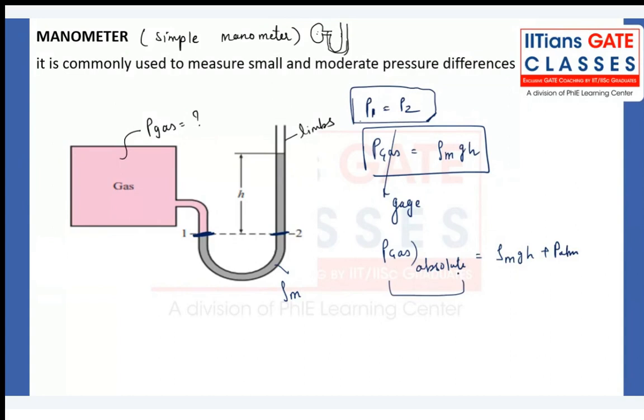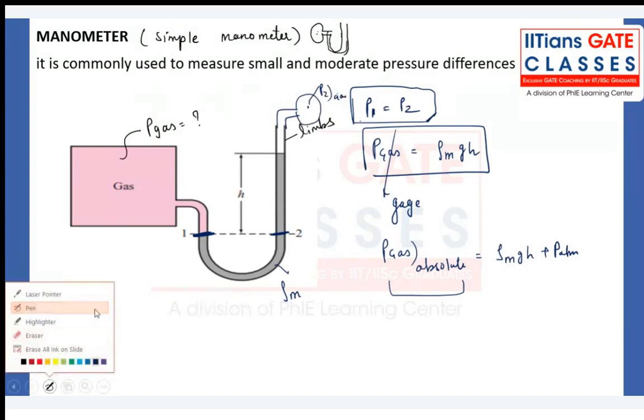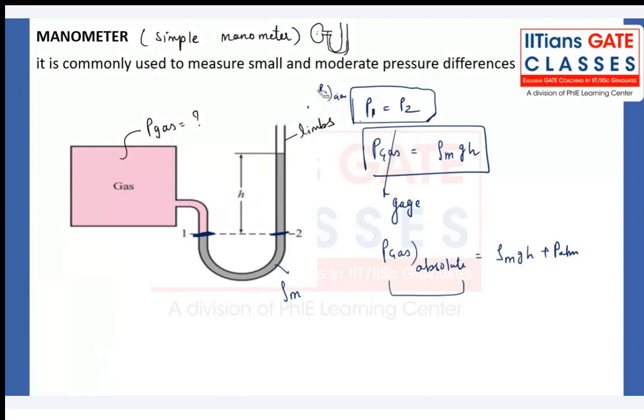Sometimes the two limbs of the tube are connected to two tanks, and I need to measure the pressure difference between the two tanks, or two tubes, P1 and P2. For that purpose I need to connect one end of the limb to the other tube also, where P2 is there, some other gases are there. For that purpose we cannot use this simple manometer, we have to use a differential manometer, right? I'm just removing this part.